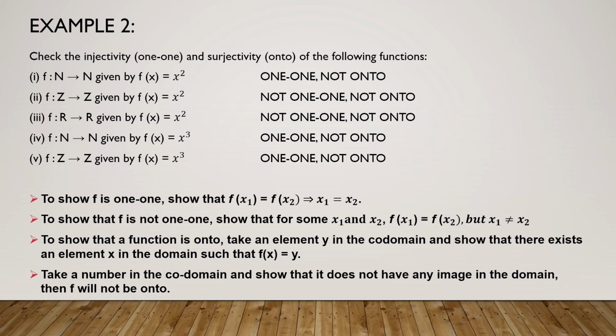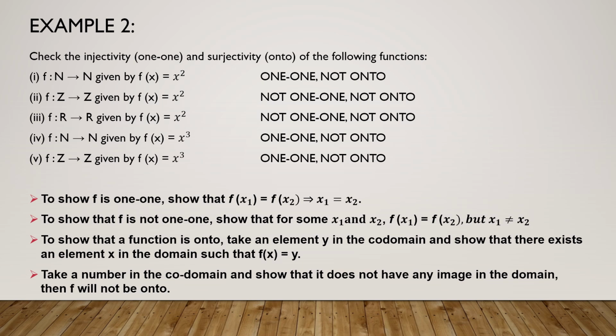It is not onto. Why? Because if I want to show it is not onto, one element is sufficient. Say I am taking 2, which belongs to the codomain N. Then do you have any number x in the domain? That means, do you have any natural number such that its square is equal to 2? No, there is no natural number whose square is equal to 2. So it is not onto.